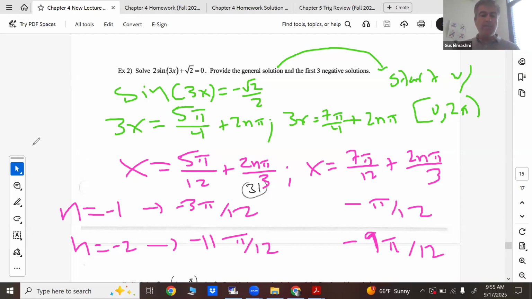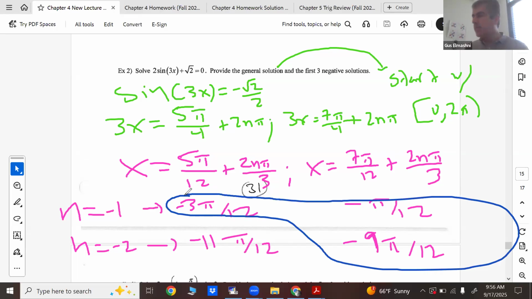So what are my first 3 negative answers? Are you only using one of them? No, I use both. When n was negative 1, I calculated both of these. When n was negative 2, I calculated both of these. The first 3 negative ones, correct. Naturally, this would probably be the first negative one because it just cracks the negative barrier, if that makes sense. For n is negative 1. But yeah, that's what happens.